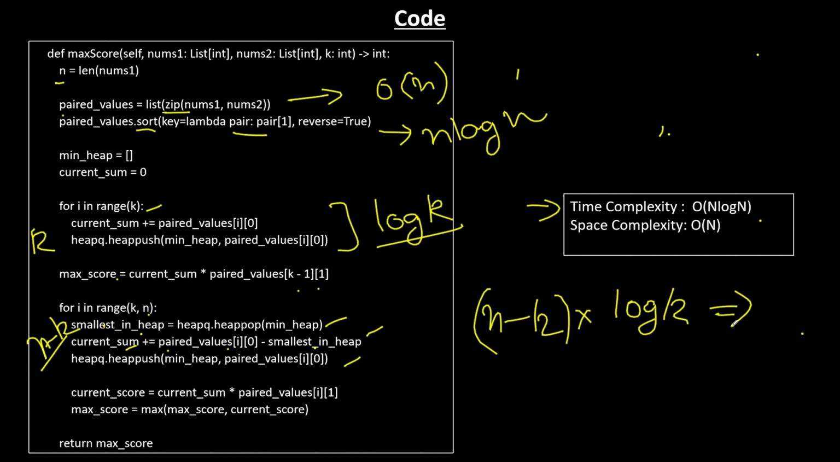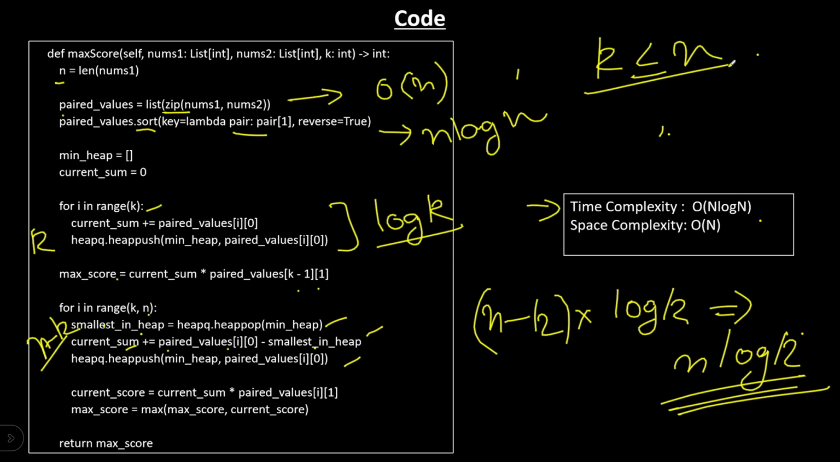Which boils down to n log k in the worst case scenario, right? However, since k could be less than or equal to n, fine. Therefore, we could say n log n. Therefore, the time complexity for this particular code comes out to be n log n.